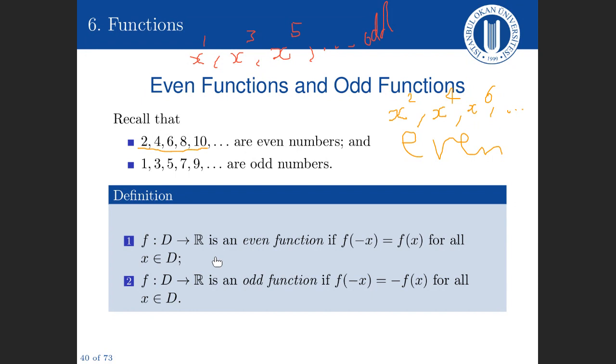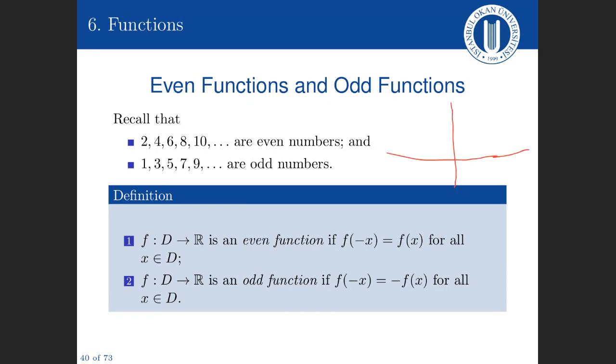What does an even function mean? An even function means that f of minus x is always the same as f of x. In other words, for an even function, the left side and the right side of the graph should be the same. So for example, if the right side of the graph looked like this, the left side must also look like this. This graph is an even function.